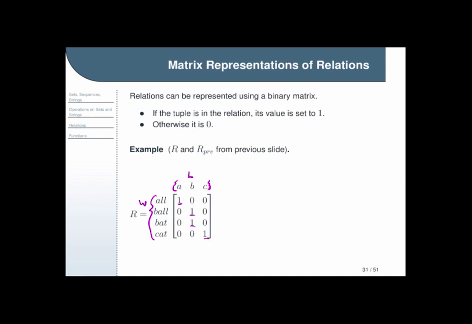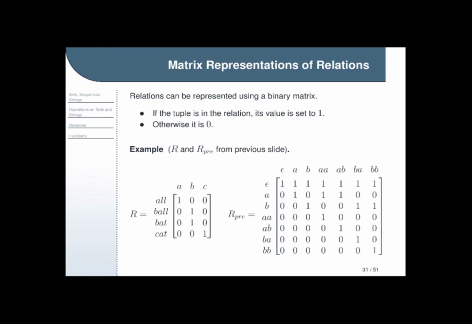So I could translate this into the language of tuples by writing A, comma, all is a tuple, because of this intersection here, and B, comma, ball, etc. We can go through that way and write the whole thing out. You'll get what we saw on the previous slide. So this is another representation, and likewise we can do the same thing with R pre.